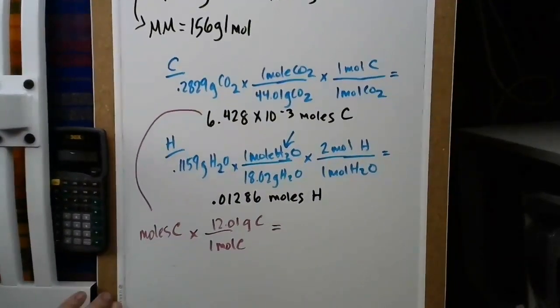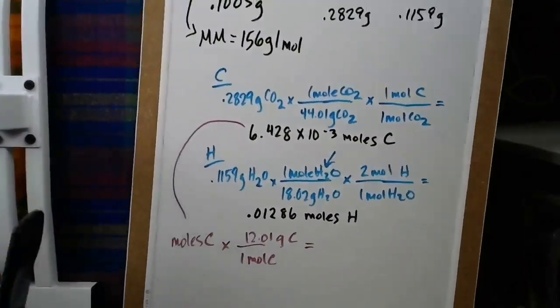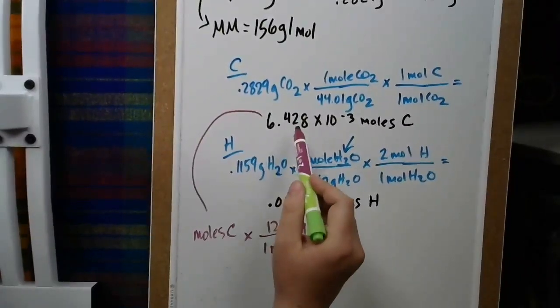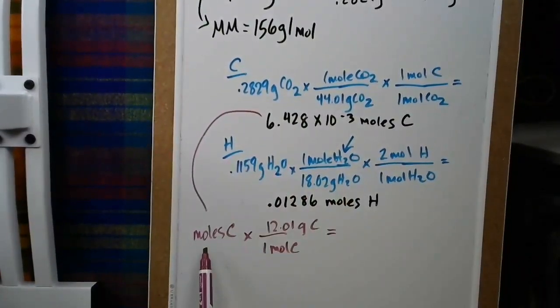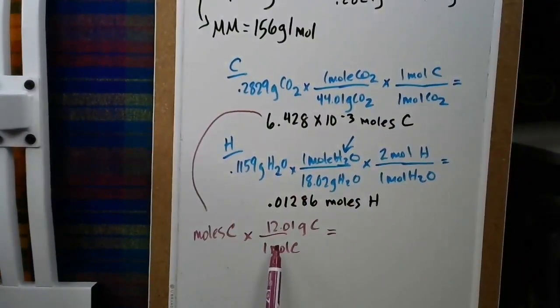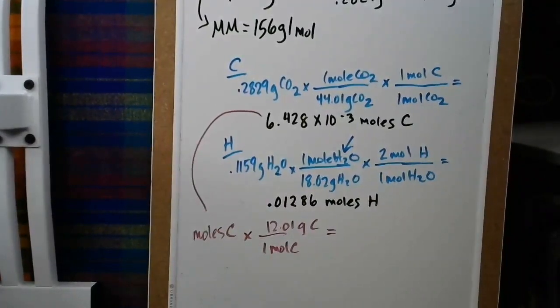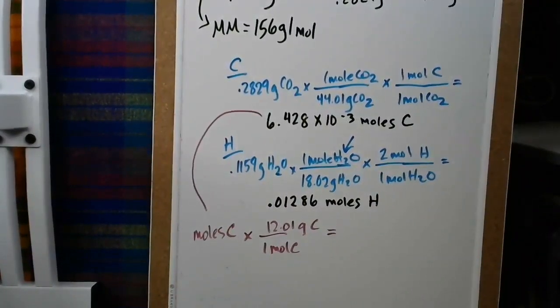And that's going to tell me how much. So I'm going to have this mole value here. That's the number that I'm putting in my calculator right here. And then I'm multiplying that by the molar mass of carbon. That's going to tell me how many grams of carbon came from my original sample. 6.428 times 10 to the negative 3 times 12.01.